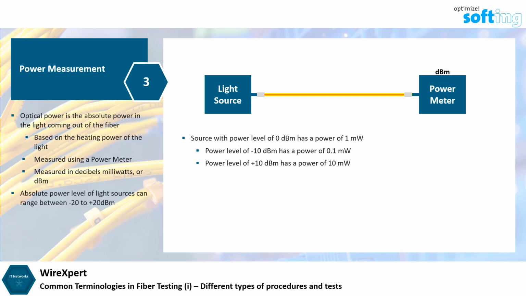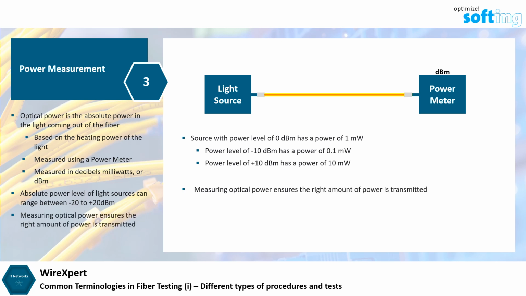Absolute power level of light sources can range from minus 20 to plus 20 dBm, and as low as minus 40 dBm for a receiver end. Measuring the optical power ensures the right amount of power is transmitted. The receiver may not be able to distinguish the signal from noise if power is too low, or too much power may overload the receiver, thus causing errors.